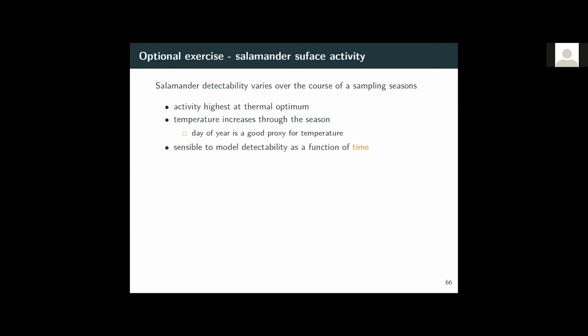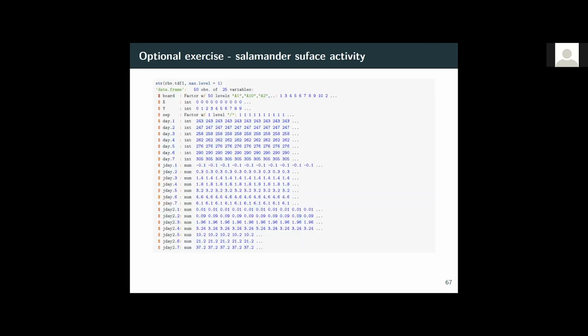So in addition to collecting information on actual temperature, we just record which day of the year it is, and we assume that's a good proxy for temperature, knowing that temperatures increase over time in the spring and decrease over time in the fall. So for this particular exercise, I argue that it's sensible to model detection as a function of time. Really what we're asking is, does the probability that you detect an individual change over the time period of the study?